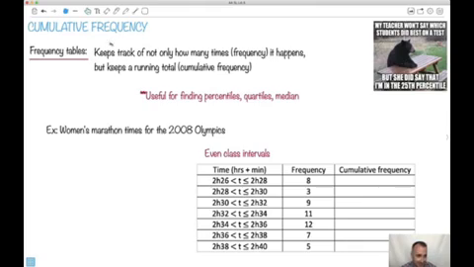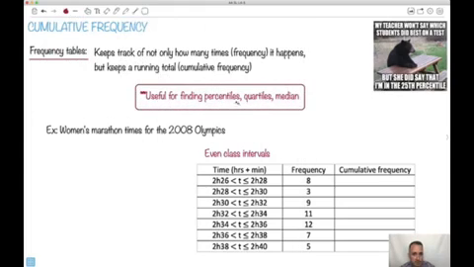All right, so let's look at these frequency tables here. They keep track of not only how many times something happens, but also keep track of the total cumulative frequency. Cumulative means you keep track of the total frequency. Let me show you what I mean. First of all, these are really important. You can use these tables, but also these graphs, to figure out percentiles, quartiles, and median.